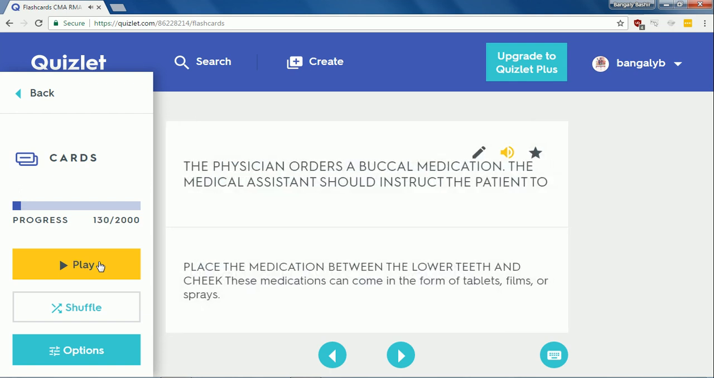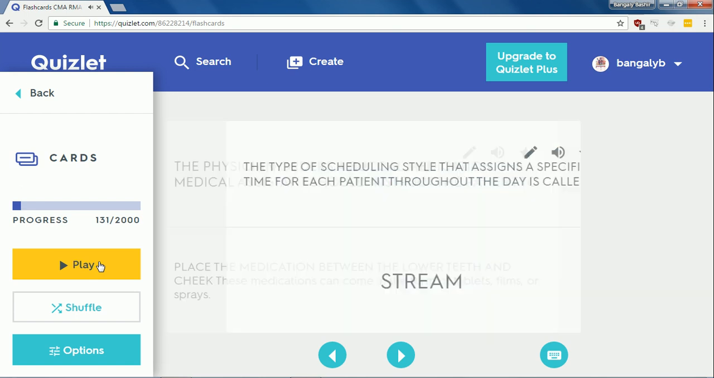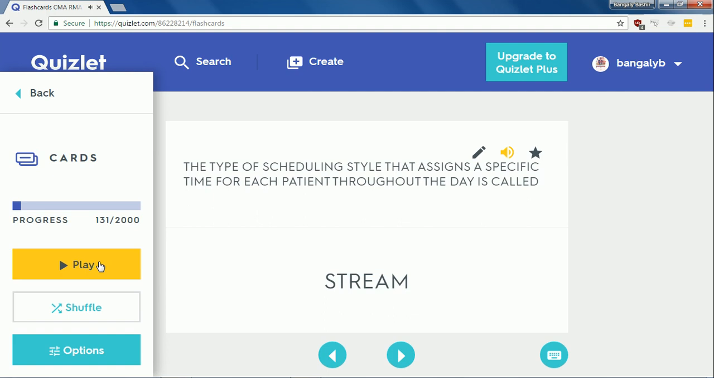The physician orders a buccal medication. The medical assistant should instruct the patient to place the medication between the lower teeth and cheek. These medications can come in the form of tablets, films, or sprays. The type of scheduling style that assigns a specific time for each patient throughout the day is called stream.